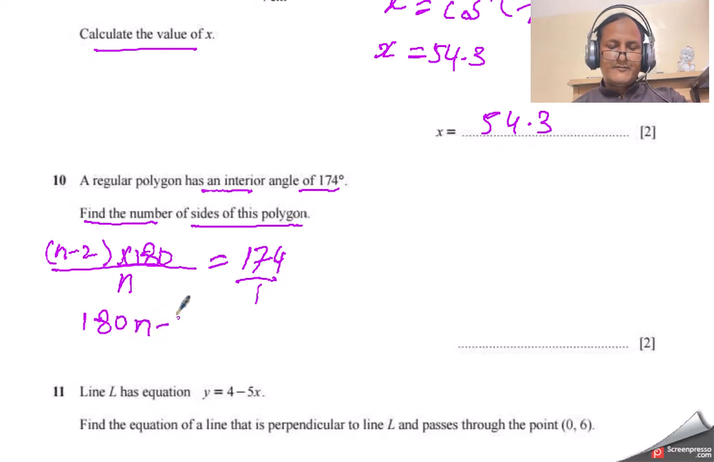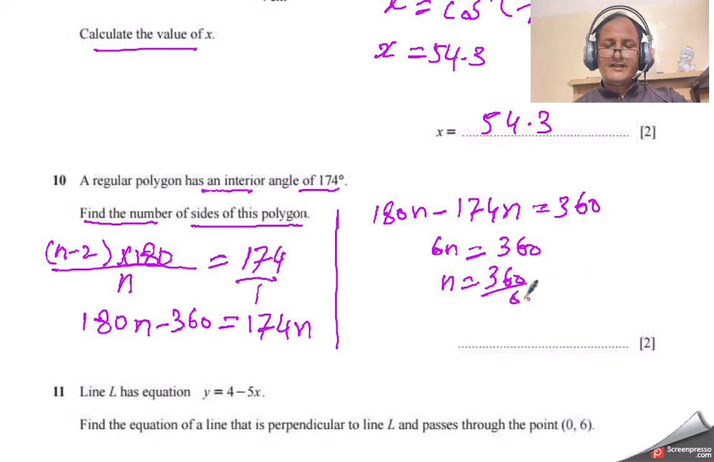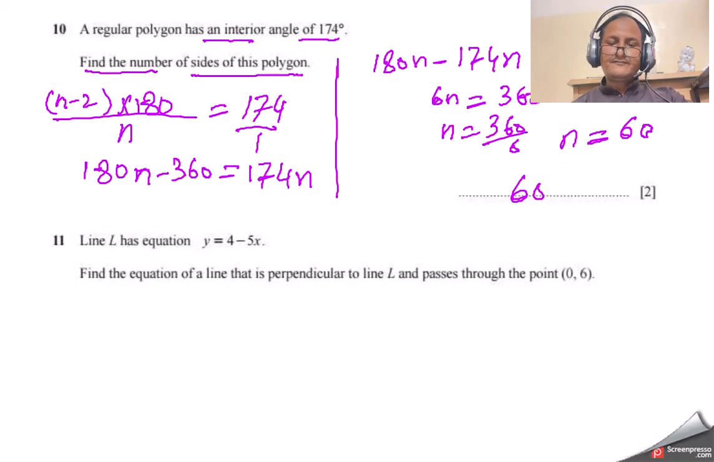180n minus 360 equals 174n, and we have more than one method to solve this question. Taking like terms together, 6n equals 360, so n equals 360 by 6, and then n is 60. Okay, we have 60 degrees over here. Sorry, 60 sides, not 60 degrees. The number of sides of this regular polygon is 60.